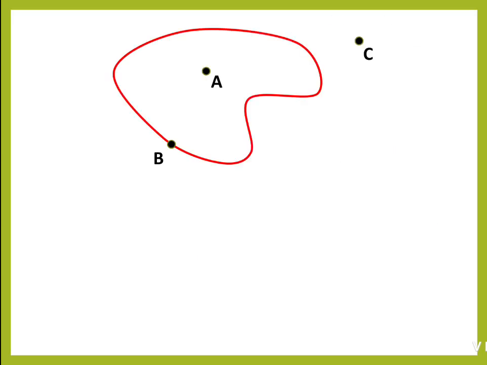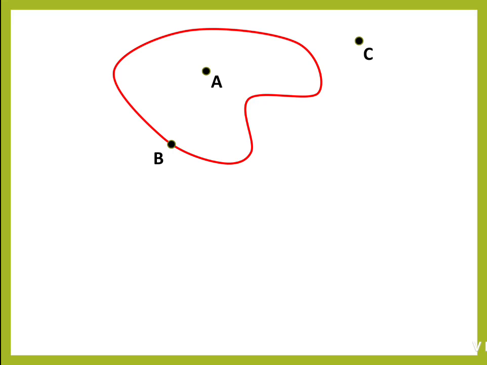Next, here we can see a curve. A closed curve is there. 3 points are there. Point A inside the curve, point C outside the curve, and point B is not inside, not outside. Point B is, point means the dot. The dot is on the line of the curve.